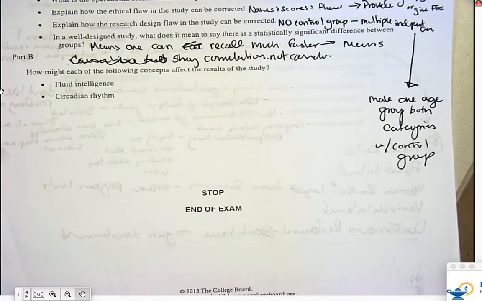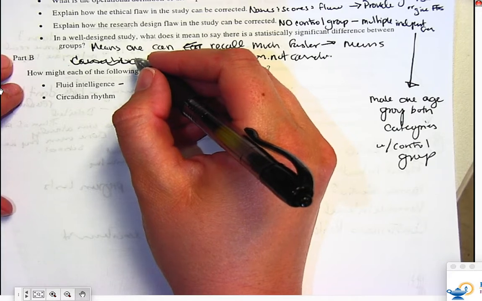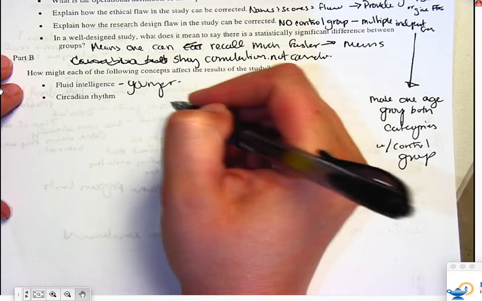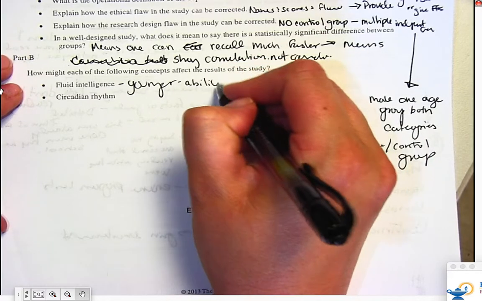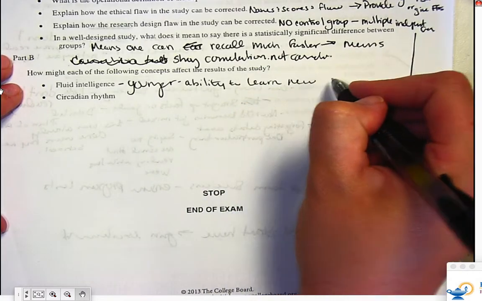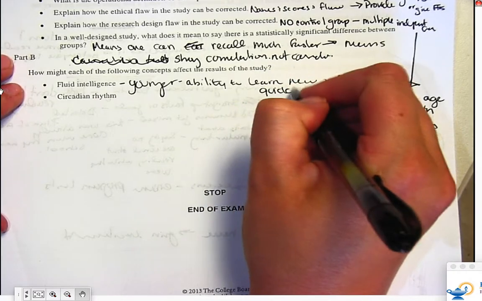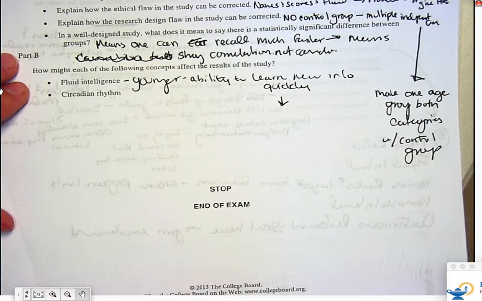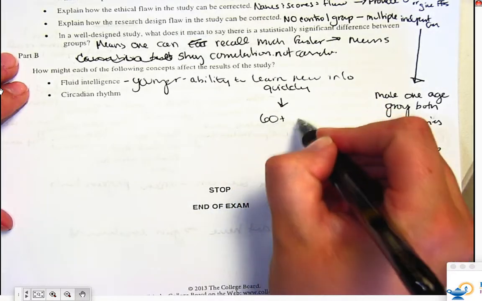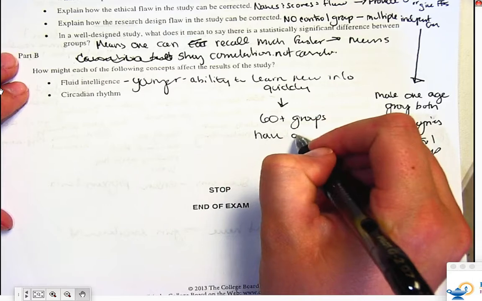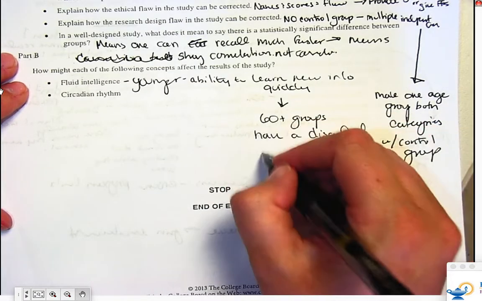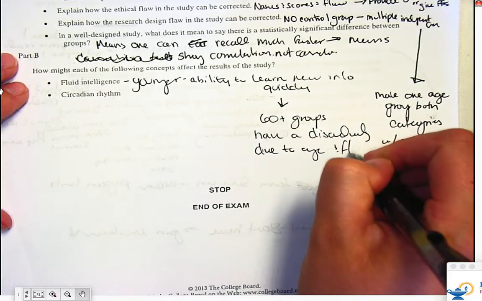All right, so part B. How might the following concepts affect the study? What is fluid intelligence? Bella? Isn't that like when you're little, you absorb more? Sort of. Okay, it's younger. It's definitely younger people. What is it, Valeria? It's basically your ability to learn new information and hold on to it, and just learn more things. New info quickly. Okay, so how would that affect the test? Noah. We also have a group that's 25 doing other recall studying. So you have the 60-year-olds not writing as fast. There you go. Has a disadvantage due to age and fluidity. There you go.